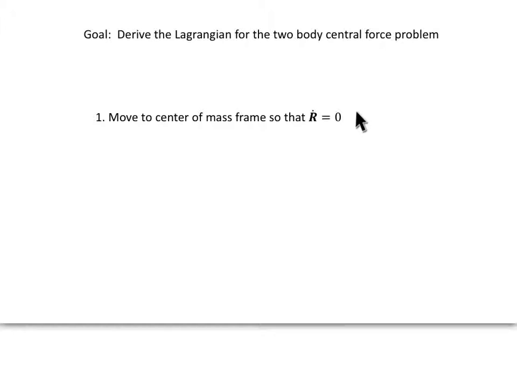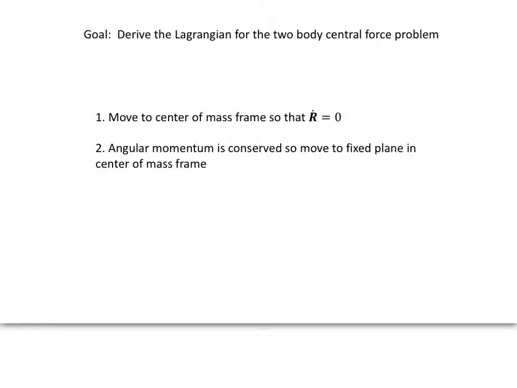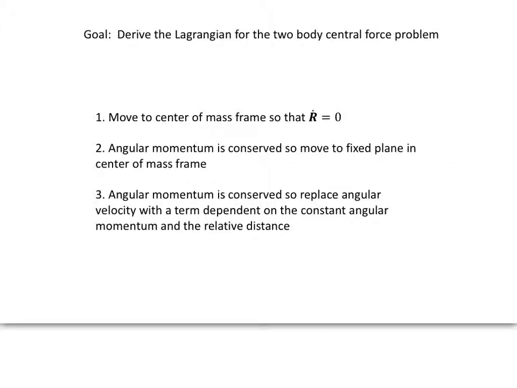Specifically, we had to move to the center of mass frame so that r dot was 0. We also chose a fixed plane in the center of mass frame so that one of the angular velocities would be 0. Finally, we replace the other angular velocity term with an expression dependent on the angular momentum, which is constant, and the relative coordinate. Now that we have this one-dimensional Lagrangian, our goal during class time will be to find the equation of motion for the system and eventually to derive Kepler's laws.